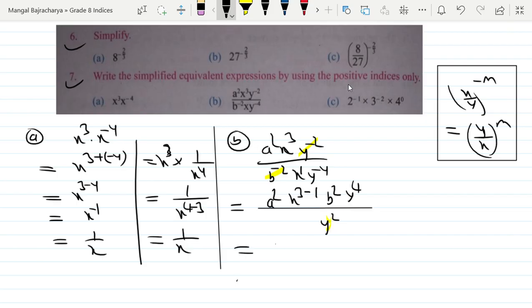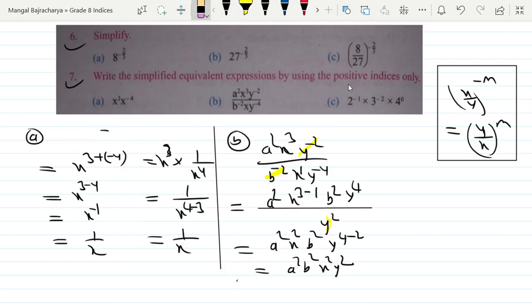And then we get a square x power 2 b square, and y power 4 and y power 2 are getting divided, so the powers will get subtracted. This way you get a square b square x square and y square. So that's number B. Now after doing number B, we go with number C. So let's clear this first.